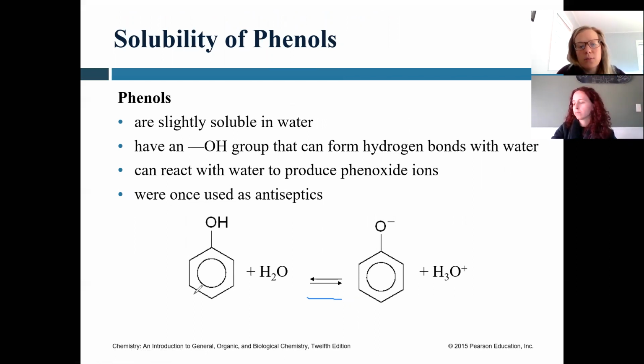Some of the phenols will react with an adjacent water molecule, and the H will move to the water to give us H3O, and the oxygen will remain. So we get left with this thing right here. So we can actually consider phenol to be a weak acid.